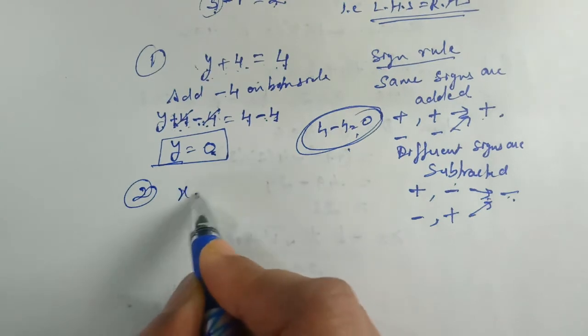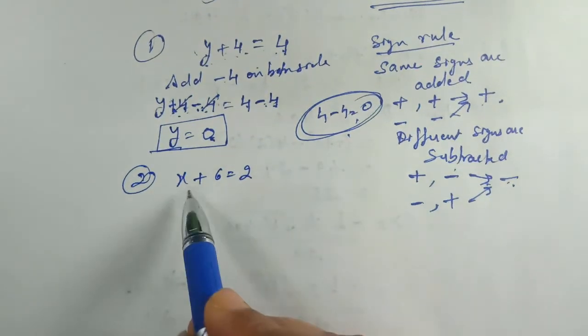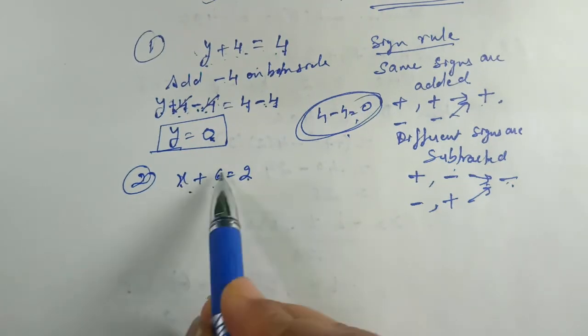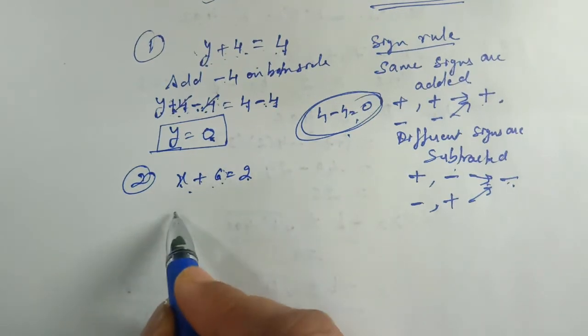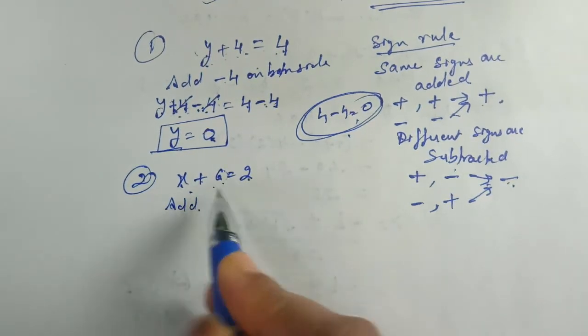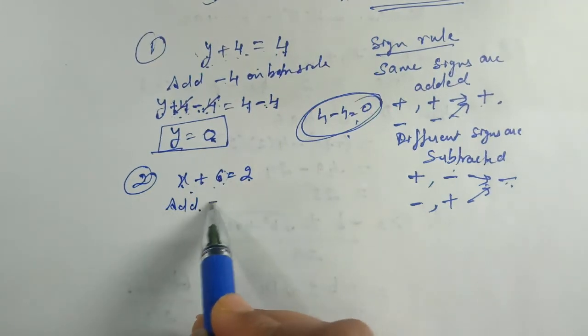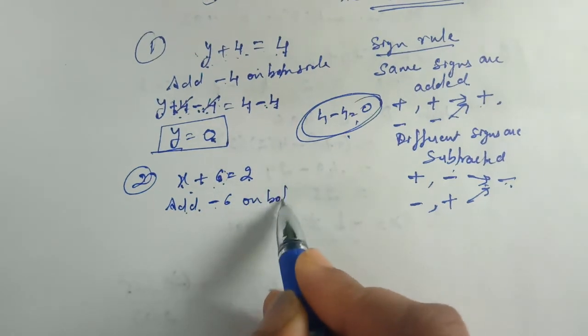Let us take one more example. Second, x plus 6 is equal to 2. Here in combination with x, we have the number plus 6. We have to make it 0. So what we have to do? We have to add the same number but in a different sign. It is plus 6, so take minus 6. Add minus 6 on both sides.